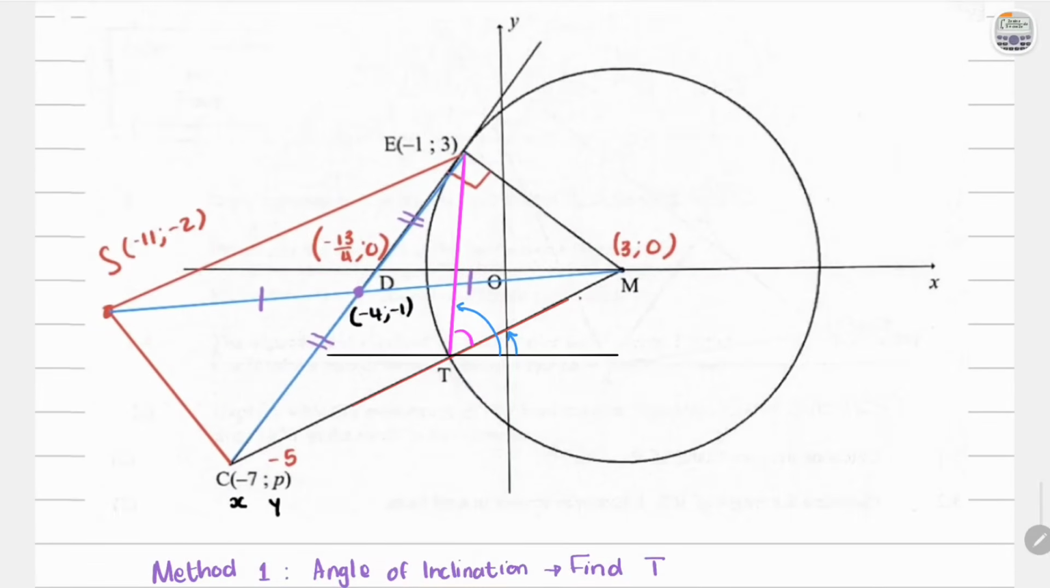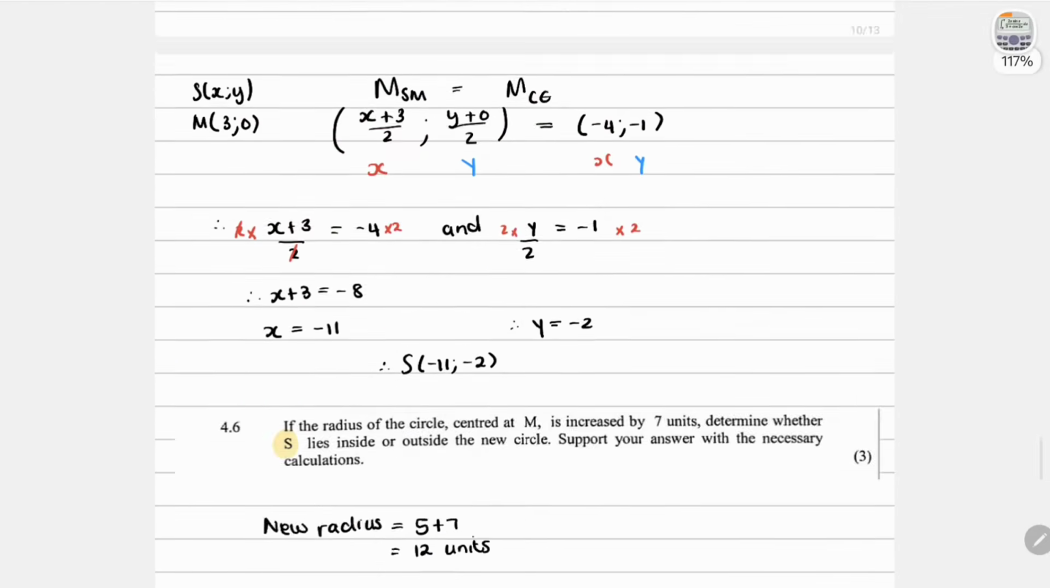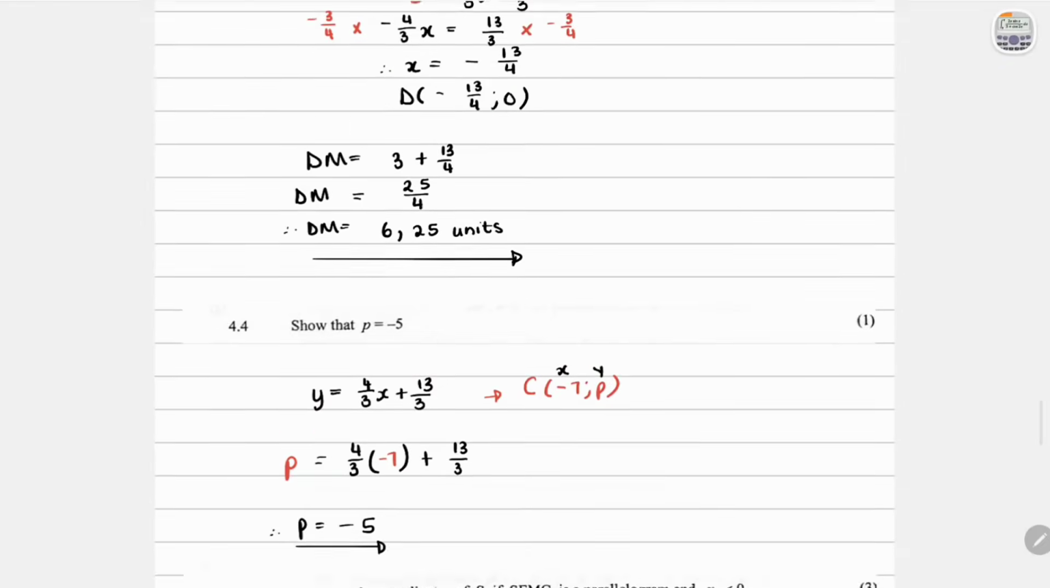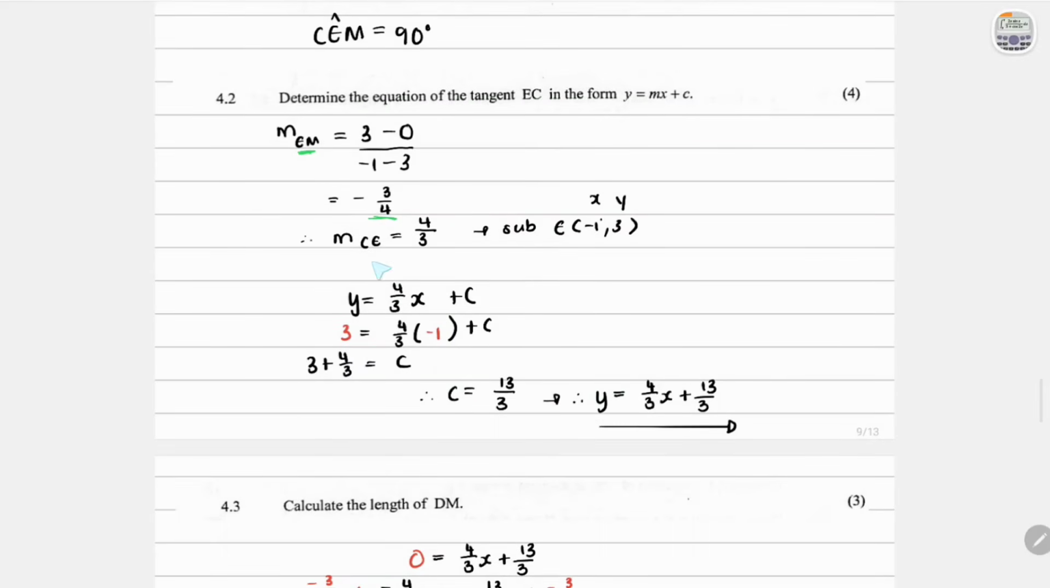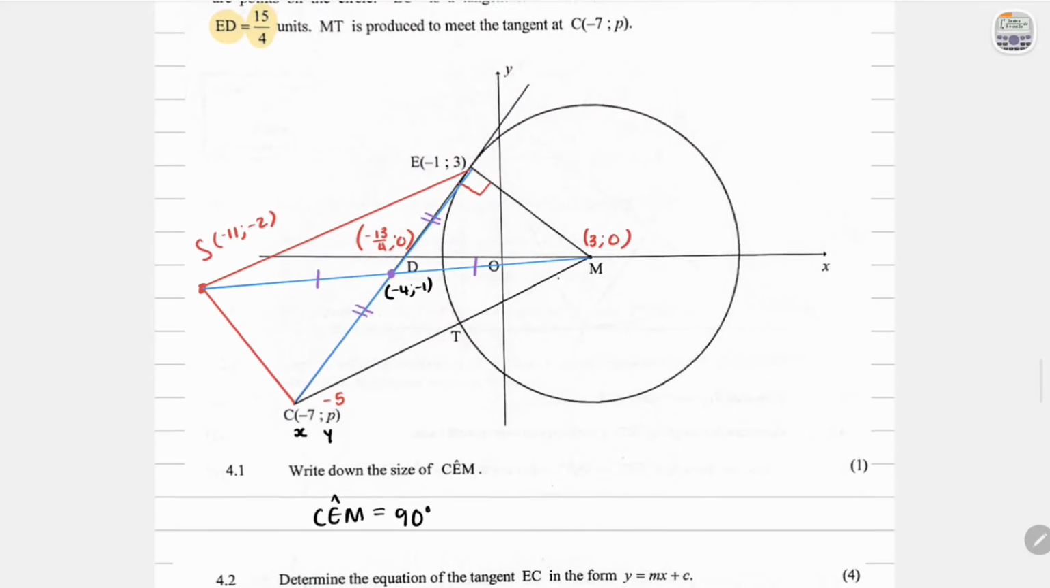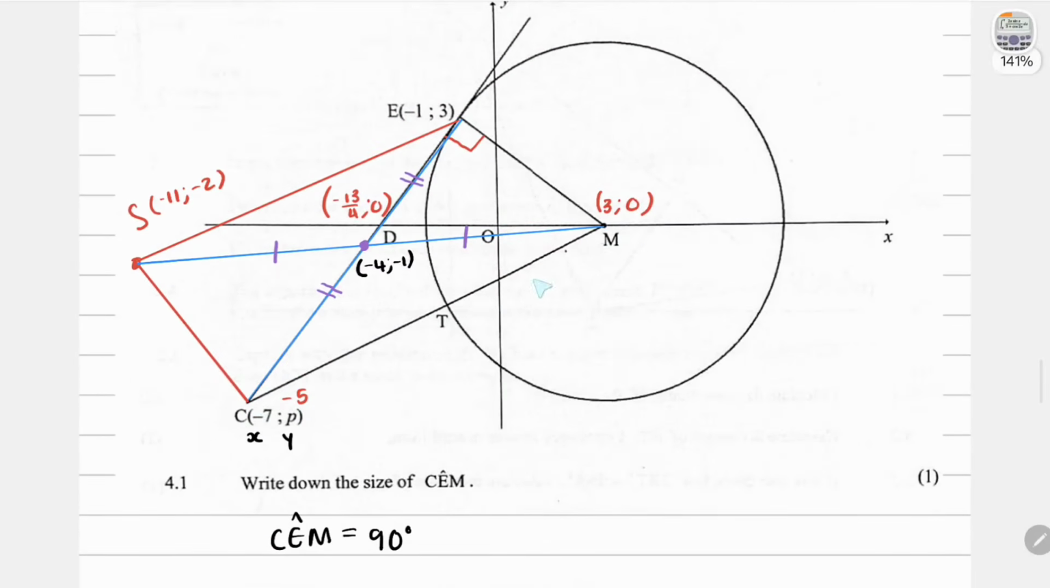And do we have CM? I don't actually think we have this. I don't remember actually finding the equation of CM. So this was the equation of CE or EC, right? We don't have the equation of CM. So we would have to find the gradient first and then find its equation. You can see that it's -7 and -5, and then M is 3 and 0. So let's find that equation quickly.